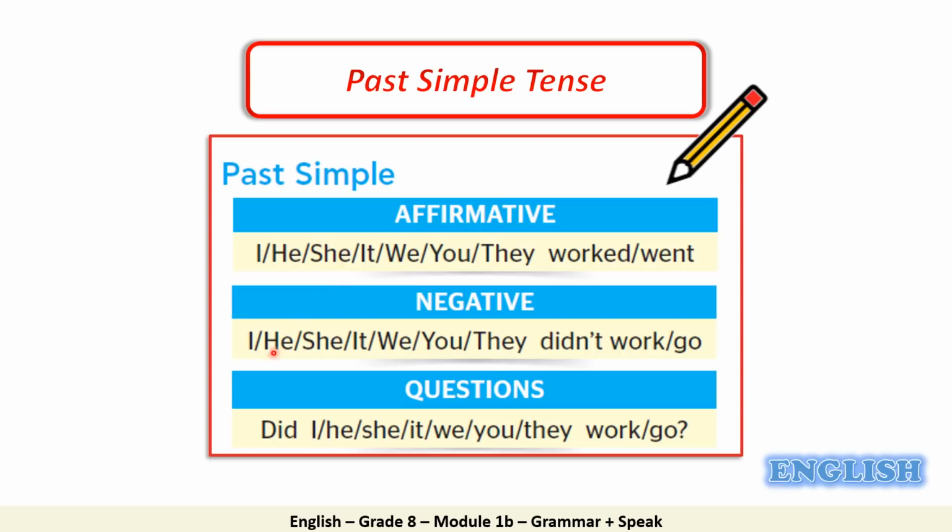To make a negative sentence, we use a subject plus a helping verb, which is did, negative didn't, plus the infinitive form of the verb, and say, I didn't work, he didn't work, she didn't work, and so on. To make a yes-no question, we use a helping verb again, which is did, plus a subject, plus the infinitive form of the verb, and say, did he work? Did she work? Did they work? And so on.